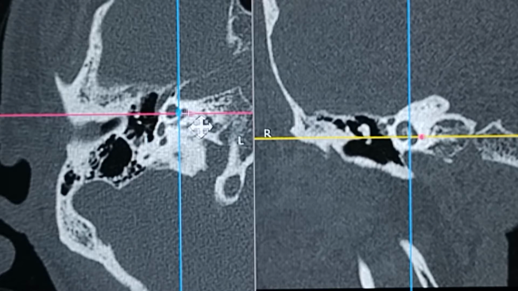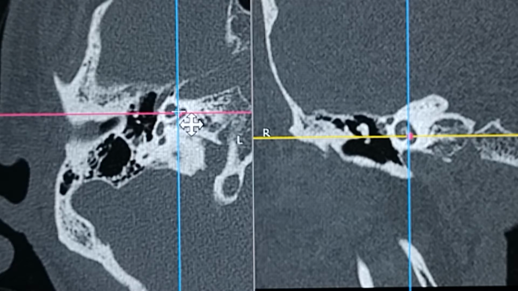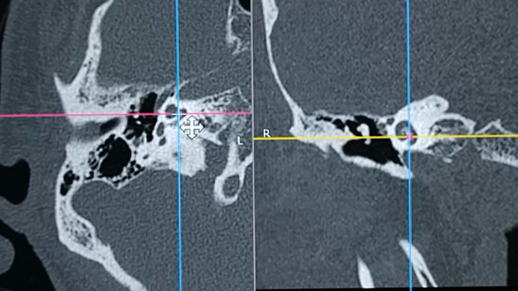But let me show you the basic anatomy of the cochlea first. And then I'll come on to the vestibule. And then later on, I'll come on to the semicircular canals. So first is the cochlea. We are going very systematically. So I showed you all the 3 turns of the cochlea very easily on the axial and the coronal orientation as well.